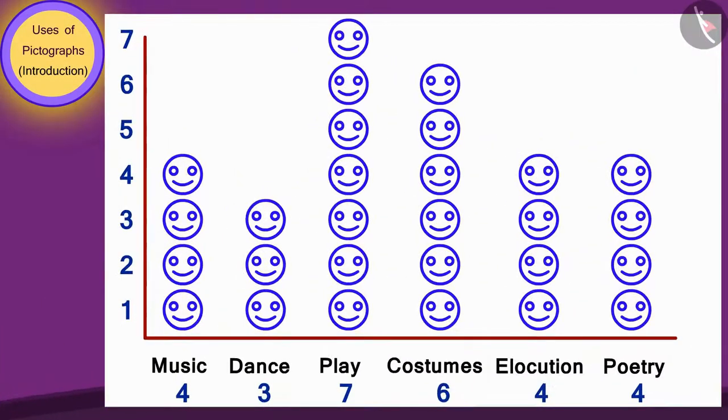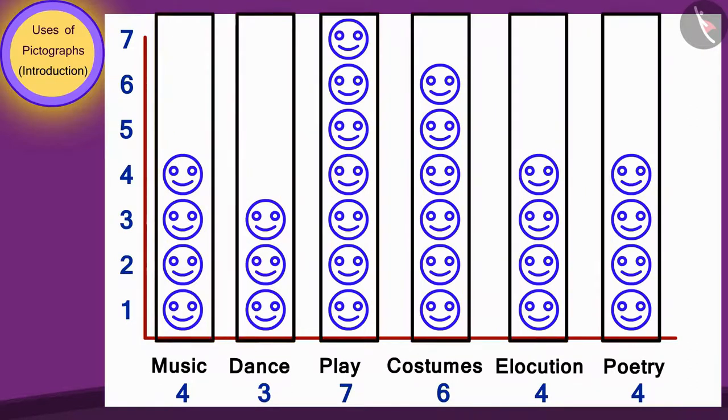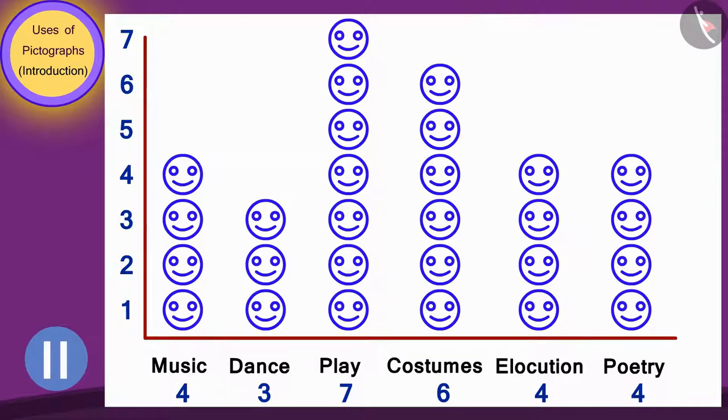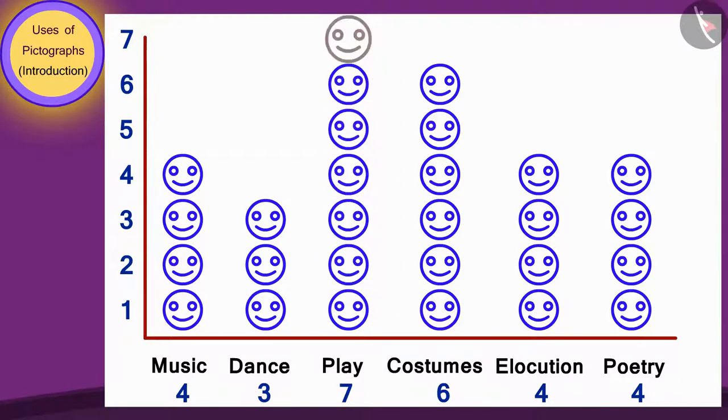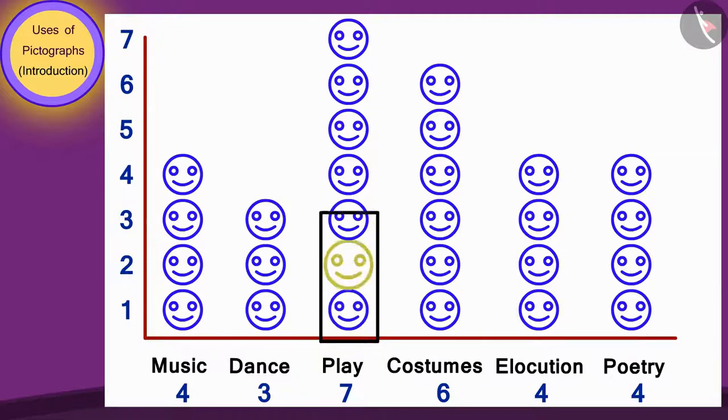Children, can you see this pictograph and tell which program has the maximum number of children participating in it? If you want, you can stop the video and find the answer. The tallest line here is of seven faces, which are placed on top of the play program. This means that maximum number of children have participated in the play.